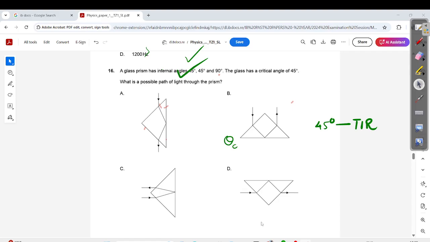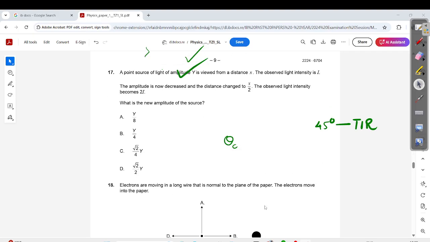Moving on. A point source of light of amplitude y is viewed from a distance x. If the observed light intensity is I, and the amplitude is now decreased and distance changed to x by 2, and the observed light intensity becomes 2I, what is the new amplitude? So how can we find the new amplitude, Saanika?